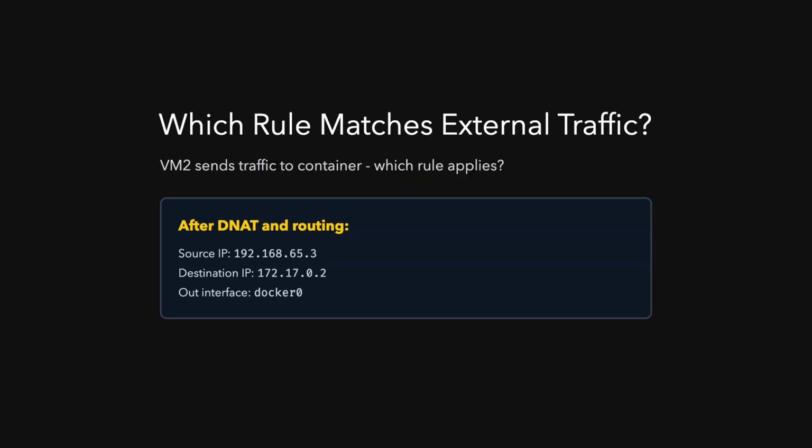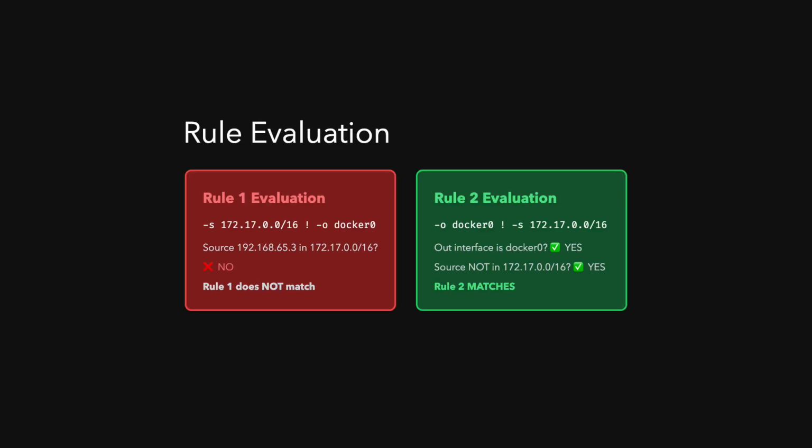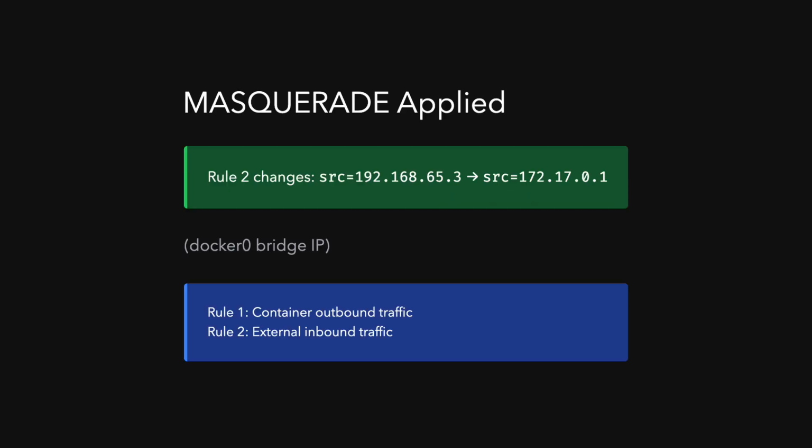Let's analyze which rule will match when VM2 sends traffic to our container. So the first rule does not match, but rule 2 matches and masquerade is applied. So rule 2 changed the SRC from the VM IP to the docker0 bridge IP, and this is critical. Rule 1 is for container outbound traffic. Rule 2 is for external inbound traffic. The conditions are specifically designed to distinguish these two traffic directions.